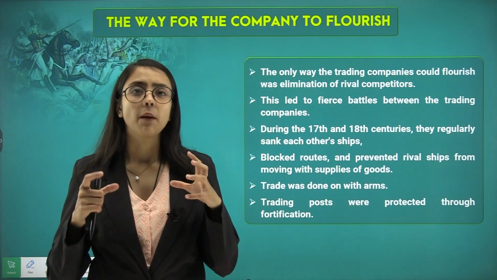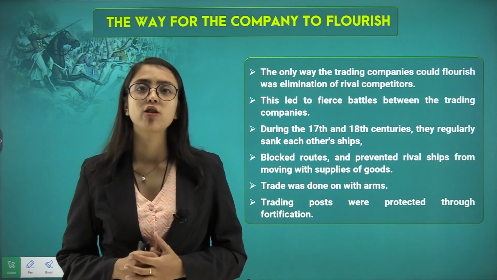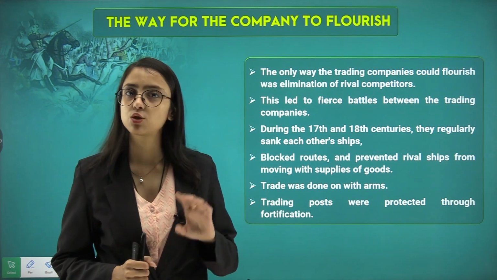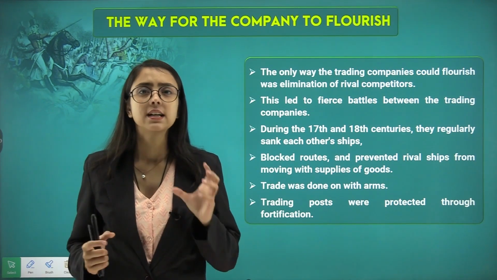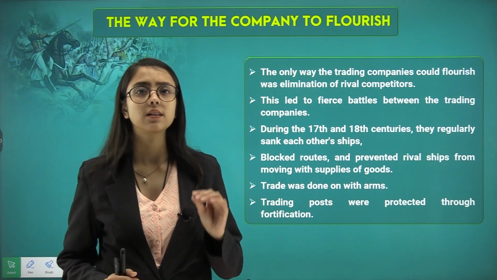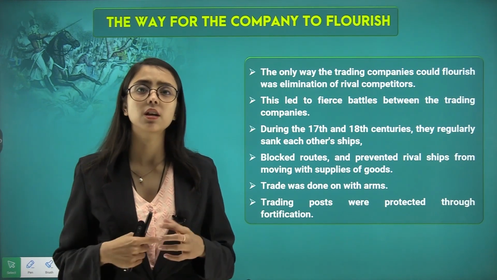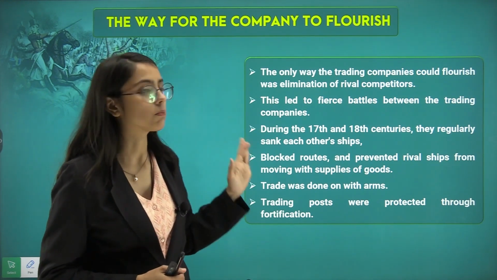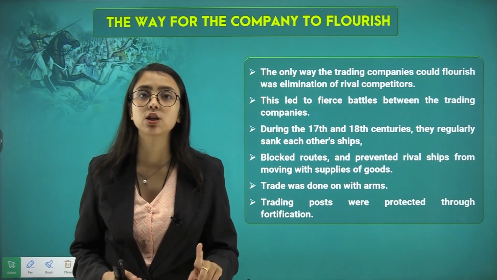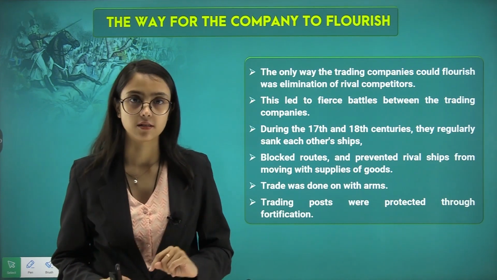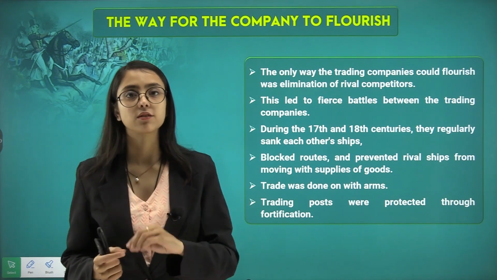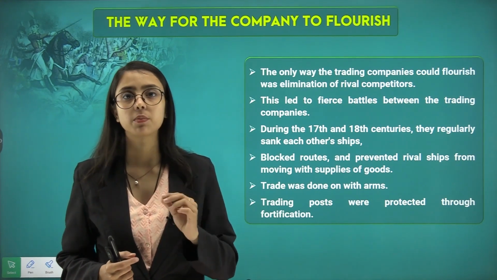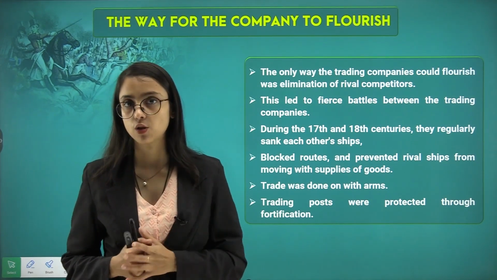Now, amidst all these problems and the lack of profit margin that they were facing, there had to be a way for the companies to flourish. So they needed to find some kind of solution so that the East India Company could flourish and make huge profits again. So the only way the trading companies could flourish was elimination of the rival competitors. Of course, there were so many companies coming from so many different parts of the world. There was some part of the competition. In fact, there was a higher part of the competition.